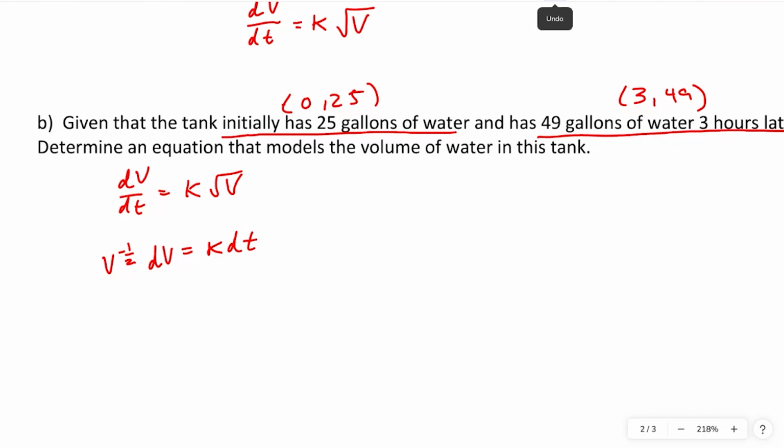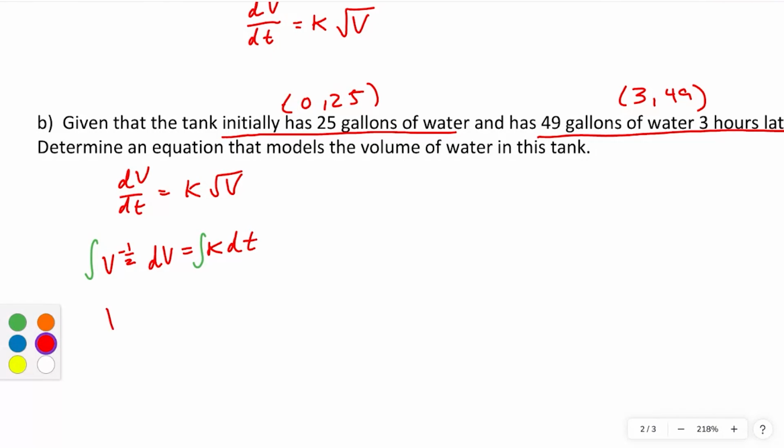So now we've separated the variables. Now we can integrate both sides. And here we're not going to have a natural log, right? Because this power is not negative 1. So we could just use the regular old anti-power rule. You can increase that exponent by 1 and then divide by the new exponent.